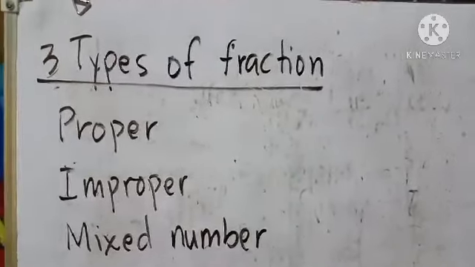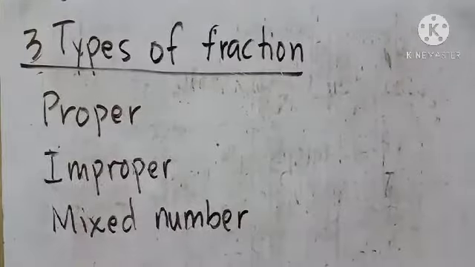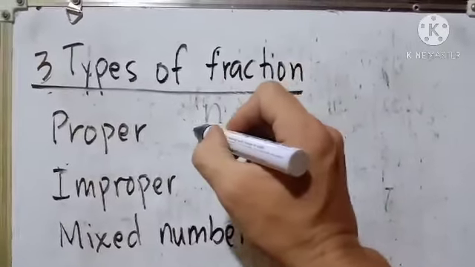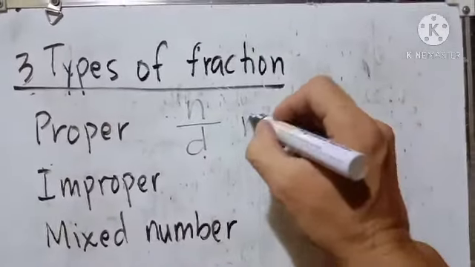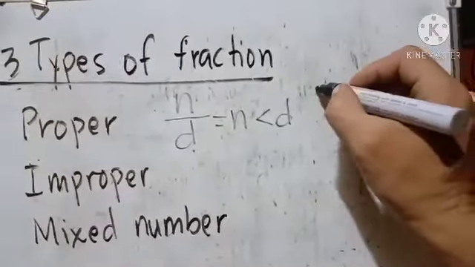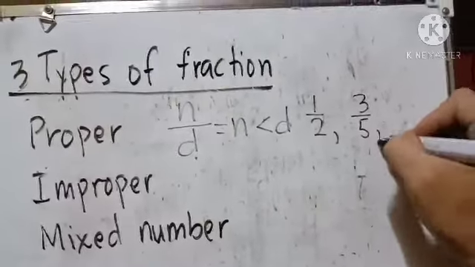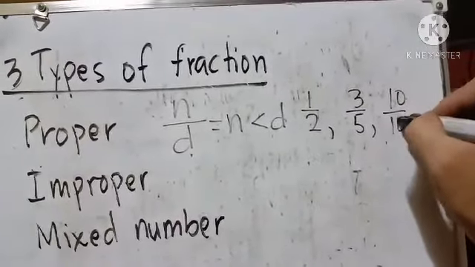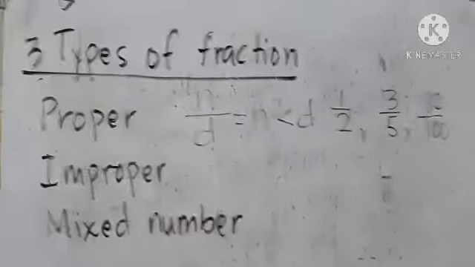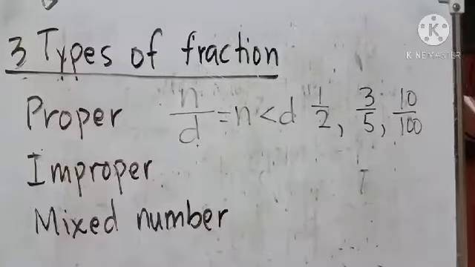Children, we have three types of fraction. We have the proper fraction, the improper fraction, and the mixed number. When you say proper fraction, the numerator is less than the denominator. For example, we have 1 over 2, or 1 half, 3 over 5, or 3/5, and 10 over 100. That is the example of proper fraction. Again, the proper fraction is when the numerator is less than the denominator.